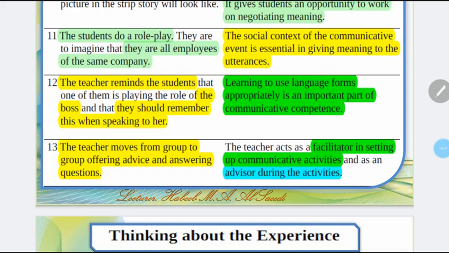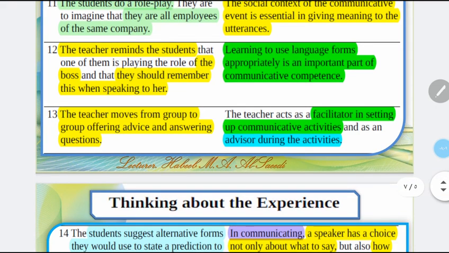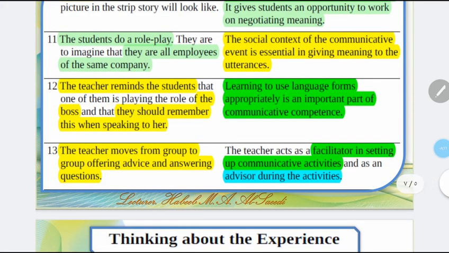The teacher reminds the students that one of them is the boss, and they should remember this when they talk to her or to him. So learning to use language forms appropriately is an important part of communicative competence, part of the ability to communicate, to understand how to use the language appropriately. When you talk to your boss it is different from when you talk to your colleague. So to use the language is not only what to say but how to say it.